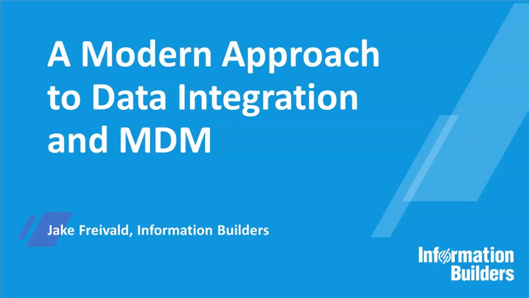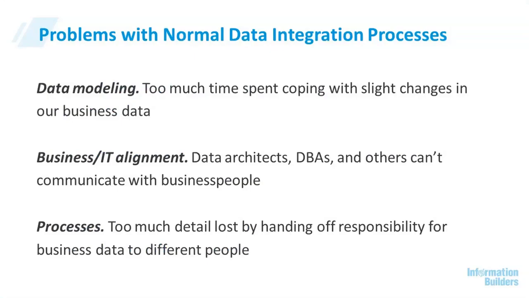So with that, let's talk about a modern approach to data integration and MDM, and I'd like to really focus on the three major problems that Phil just talked about. The first one is data modeling. I'm going to talk about how we spend too much time coping with slight changes in our business data and the way that ripples through our entire data ecosystem when it happens. When Phil mentioned business and IT alignment, we're really talking about the fact that we have trouble communicating between our business peers and our technical peers. Those two classes of people have a difficult time talking, and I'll discuss a little bit about why and maybe some things we can do about it. And then finally, with respect to process, we see that very often we've lost way too much detail by handing off responsibility for that business data to different people. So that's really what we're going to be talking about today.